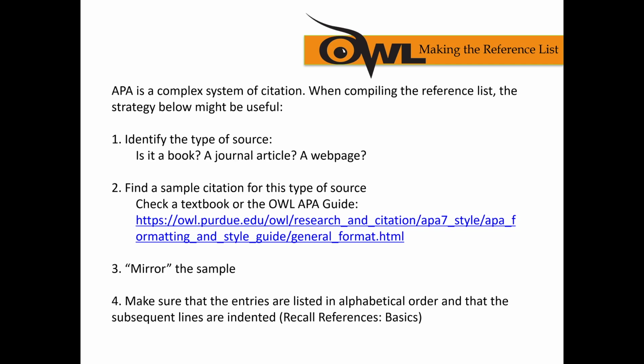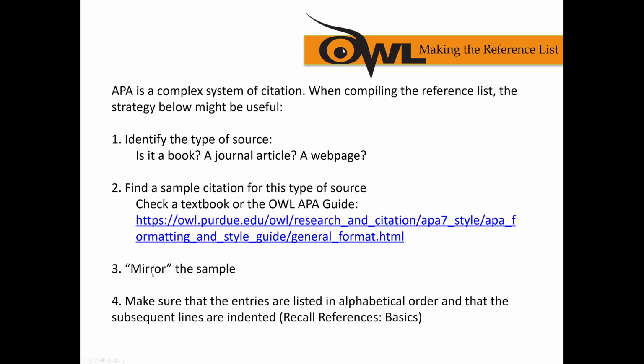Yes, they look different. So even if it's the same person who wrote a book, a journal article, a magazine article, a newspaper article, and tweeted something on Twitter, the format of that will look different depending on the type of source. Okay, so you can find a sample citation from this link here, and it kind of outlines the different types. And then you simply mirror the sample.